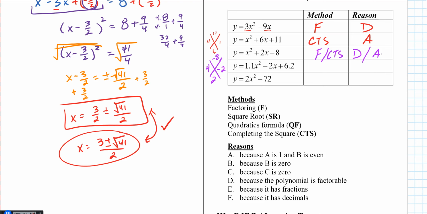Alright, the fourth one, 1.1x squared minus 2x plus 6.2. As soon as I see this, I notice that I have some decimal numbers in here. Once I have those, I'm going to go straight to the quadratic formula, because once we have decimals or fractions in the original problem, that's pretty much the only thing we can do. And finally, the last one, 2x squared minus 72. I'm missing a b term. And when I'm missing a b term, the first method we always want to try is the square root method, because when b is 0, that's when we do the square root method.